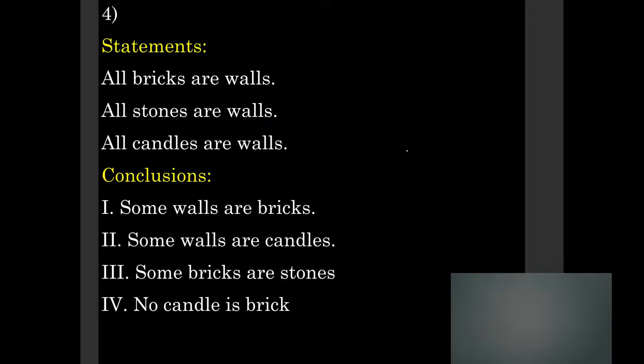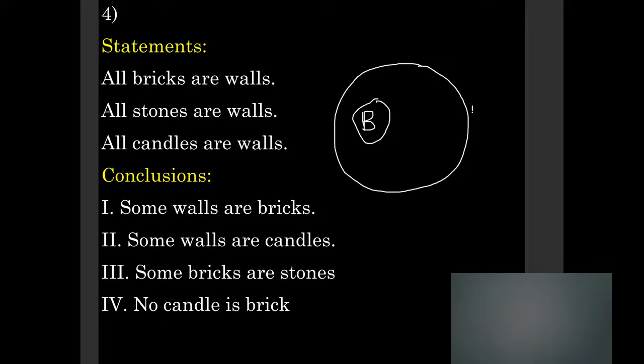First statement says that all bricks are walls. So first we should take the brick circle into the wall circle with a minimum intersection diagram. So, all bricks, first we are taking bricks. Next, all bricks come under walls. All bricks are walls.